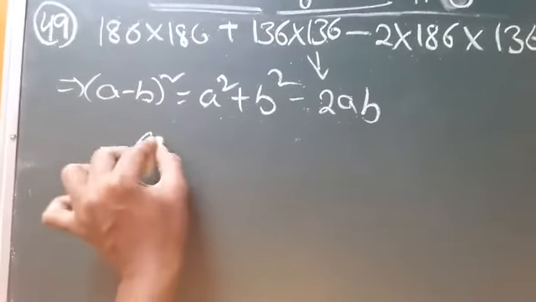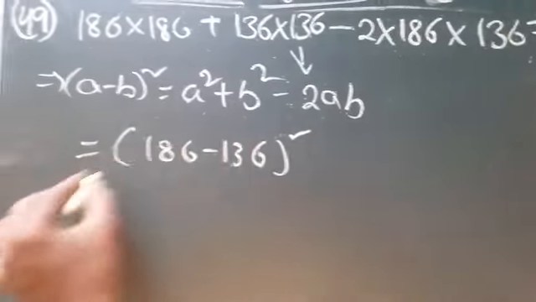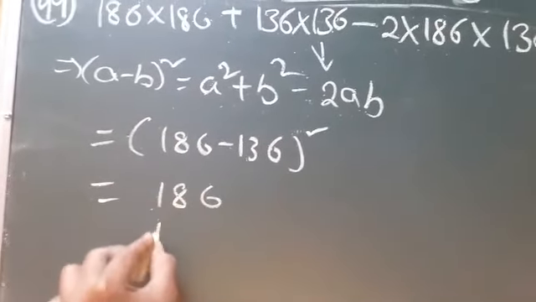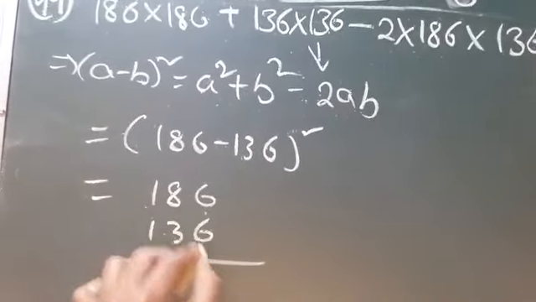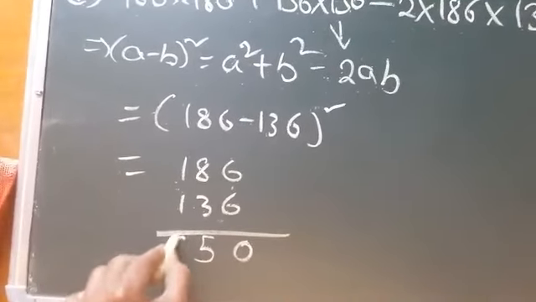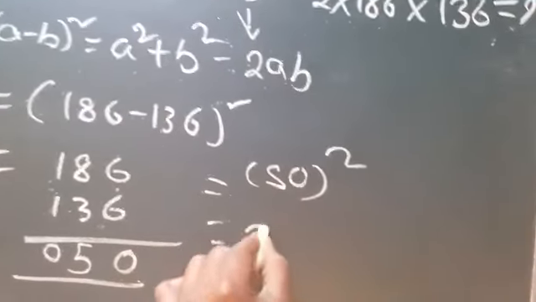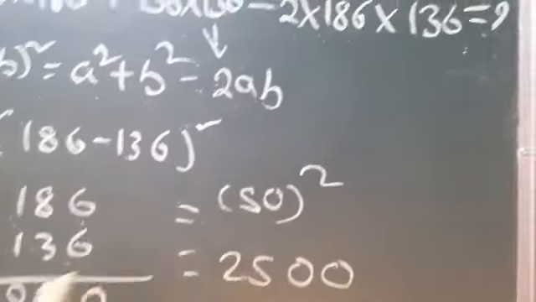Let us substitute in the formula: 186 minus 136 whole square. If you subtract these two, you will get the answer. 6 minus 6, 0. 8 minus 3, 5. 1 minus 1, 0. That means 50 whole square, that is equal to 2500.